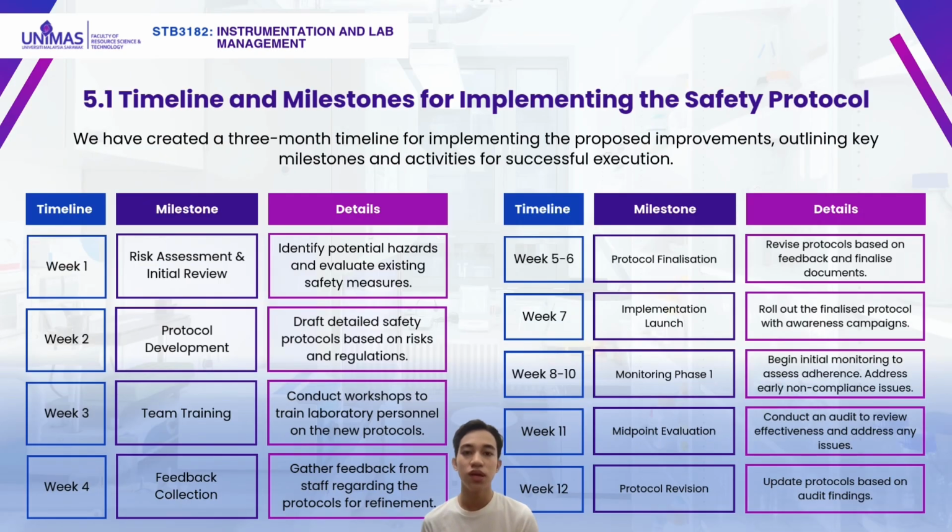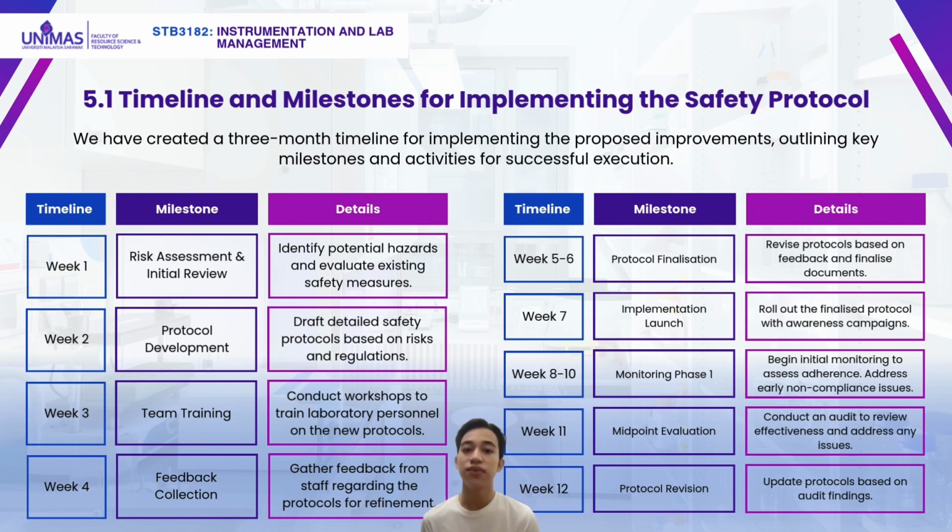And therefore, we have outlined a 3-month timeline to implement the proposed safety improvements, ensuring a structured and effective rollout. In week 1, we'll begin with a risk assessment to identify hazards and evaluate existing measures. Week 2 focuses on drafting safety protocols based on these findings. By week 3, workshops will be conducted to train personnel on the new protocols, followed by feedback collection in week 4. Weeks 5 and 6 will involve revising and finalizing the protocols.